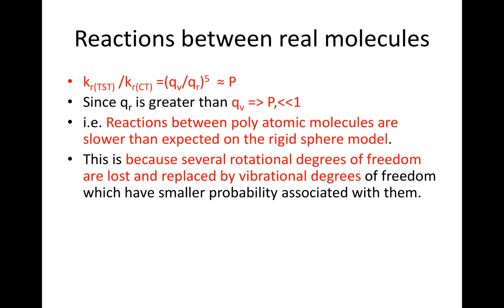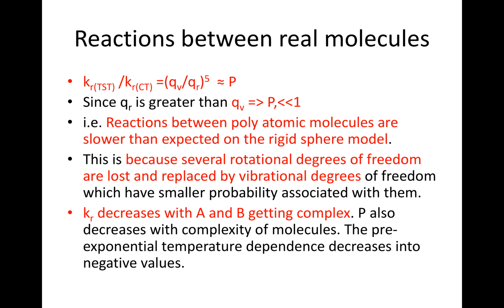This is because several rotational degrees of freedom are lost and replaced by vibrational degrees of freedom, which have smaller probability associated with them. k_r decreases with A and B getting complex. P also decreases with complexity of molecule. The pre-exponential temperature dependence decreases into negative values.